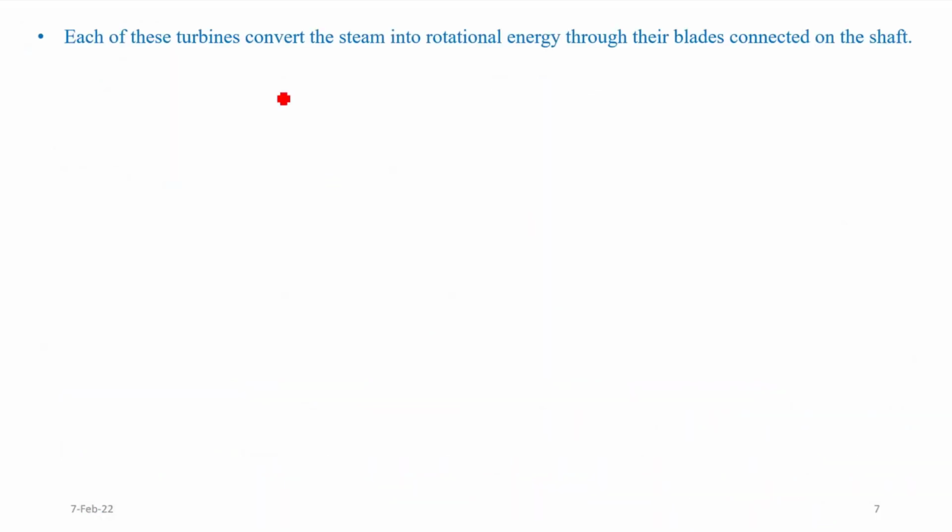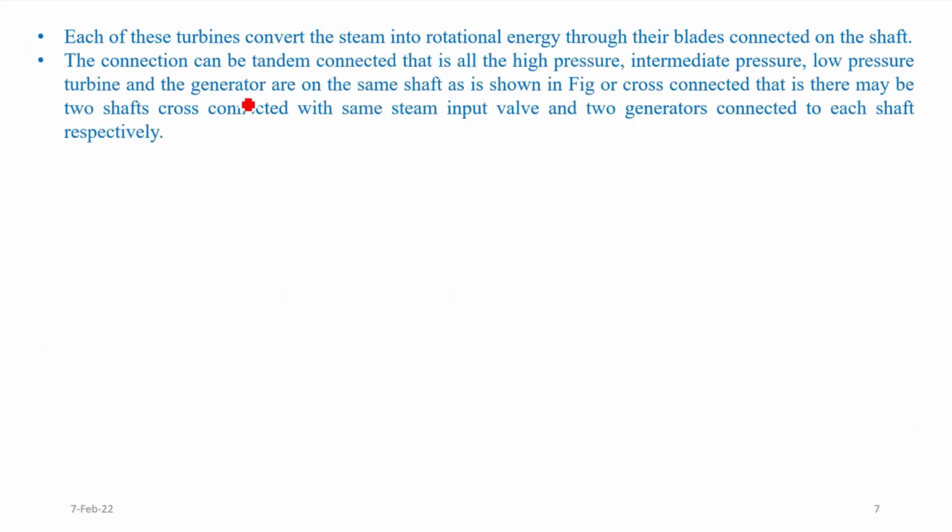So each of these turbines converts the steam into rotational energy through their blades connected to the shaft. The connection can be tandem connected, that is, the high pressure, intermediate pressure, low pressure turbine, and the generator are on the same shaft as shown in the figure, or cross connected, that is, there may be two shafts cross connected with the same steam input valve and two generators connected to each shaft respectively.